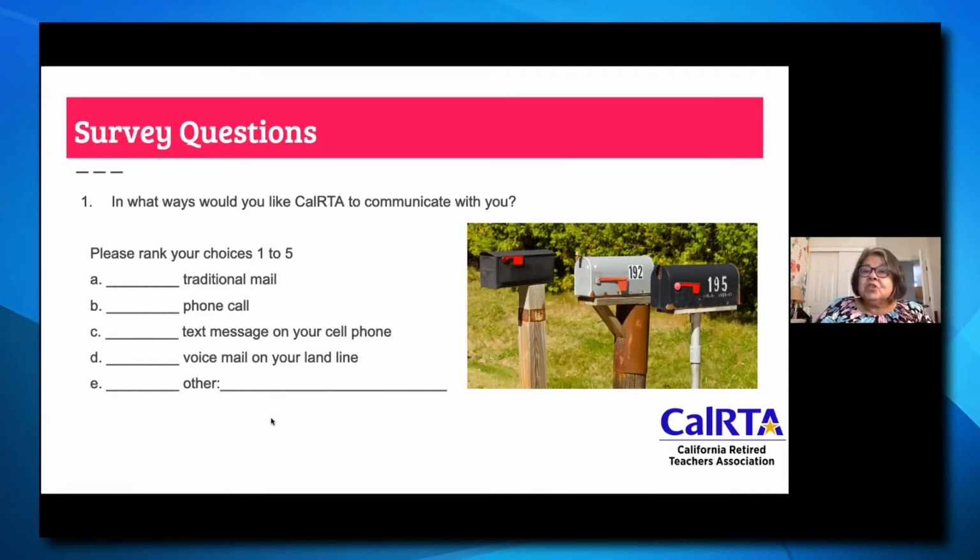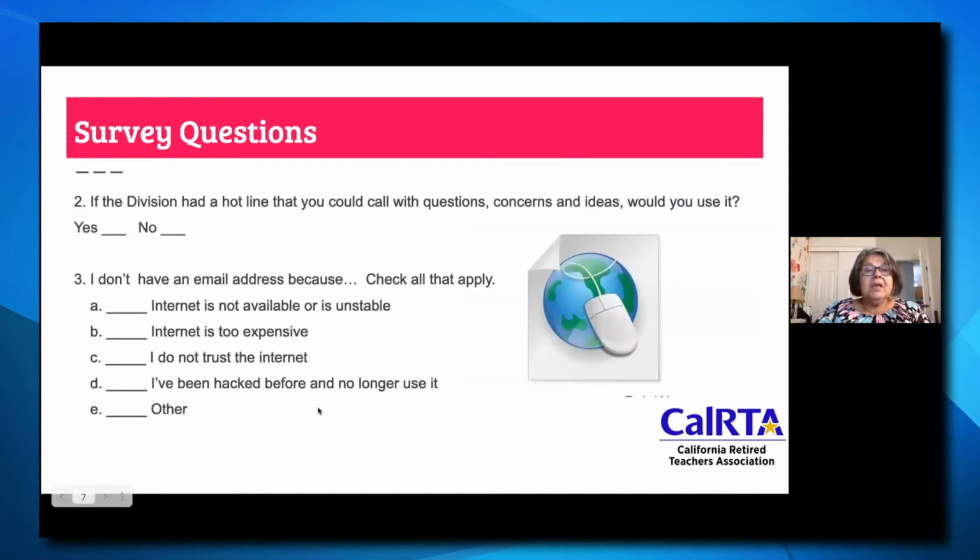Number one, what ways would you like Calrta to communicate with you? They ranked their choices: mail, phone call, text message, voicemail, or other. Number two, this is interesting. We chatted about this as a group, and we thought, could it possibly have a hotline, a number that was available to members to call and get information? But in reality, it's not really a possibility. So that question was one we put in, but it's not going to happen.